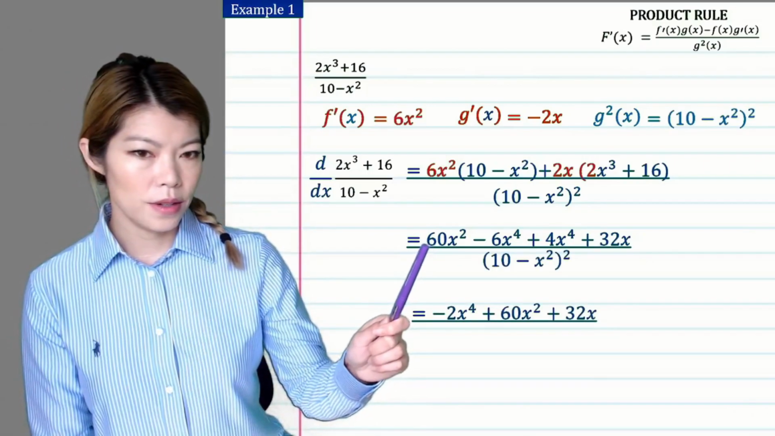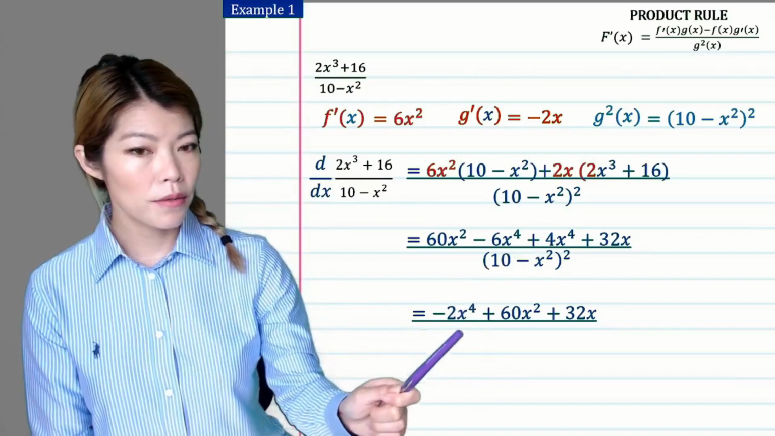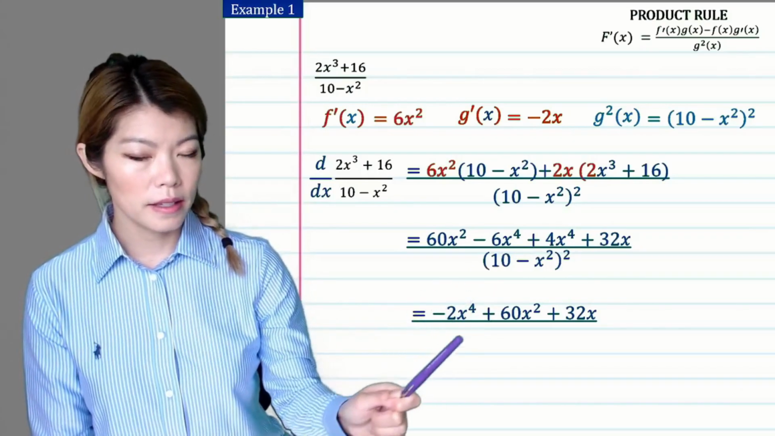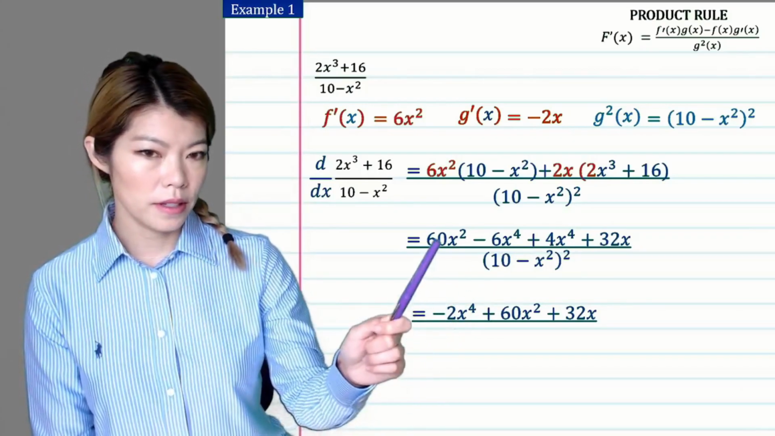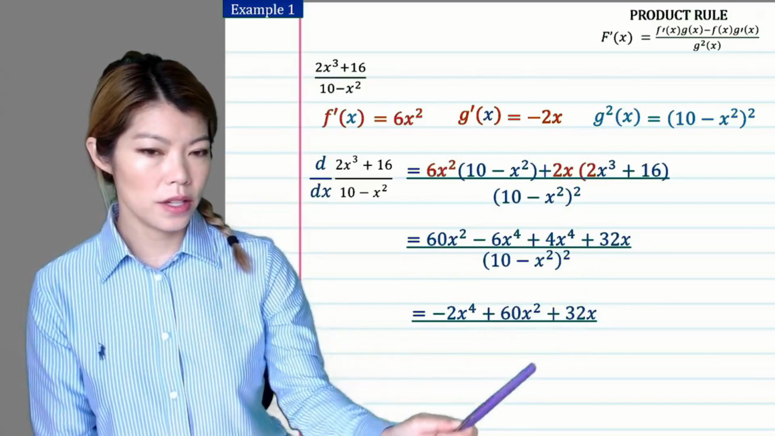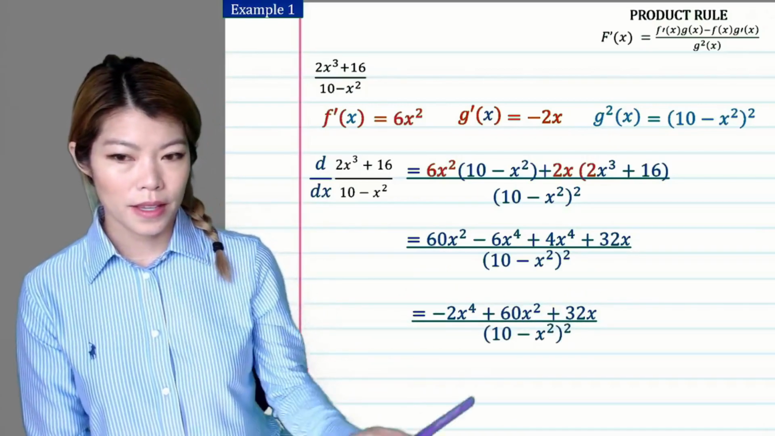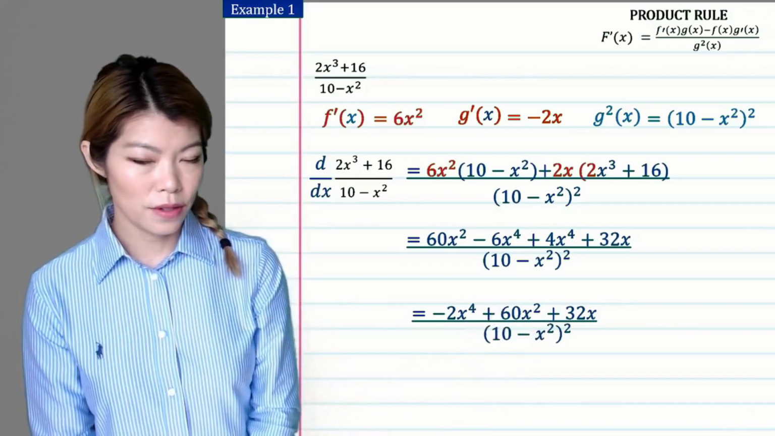And again, you can simplify by collecting like terms and writing the number with the highest power first. Then we have x squared and the 32x over there. You can expand that, but you don't have to.